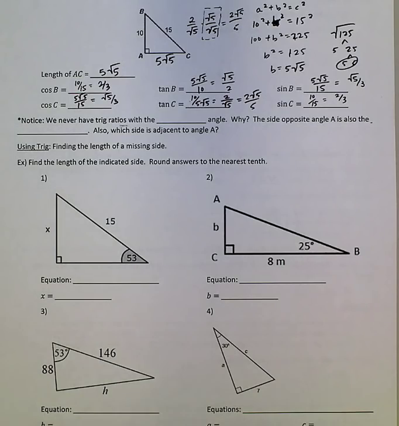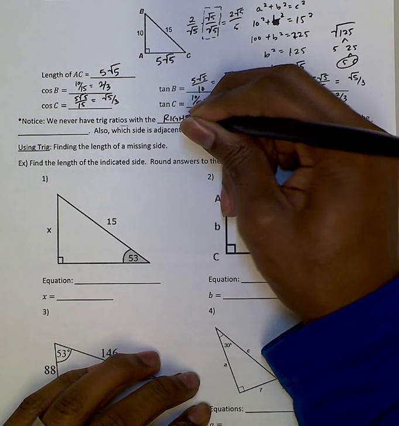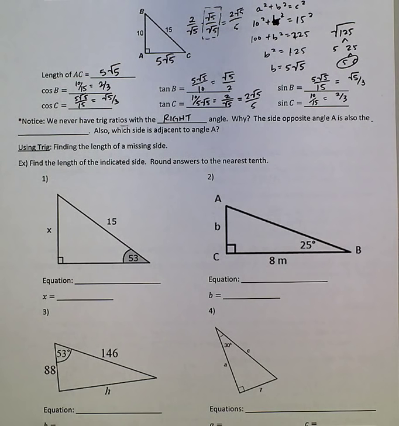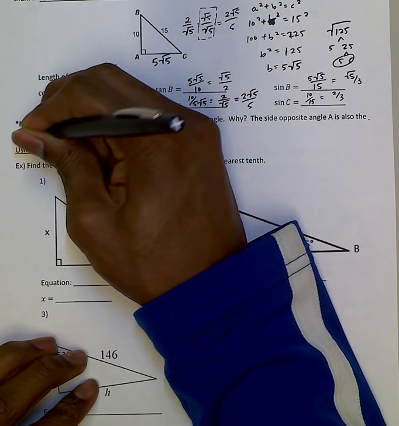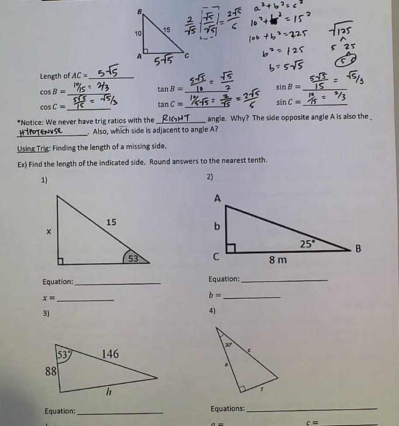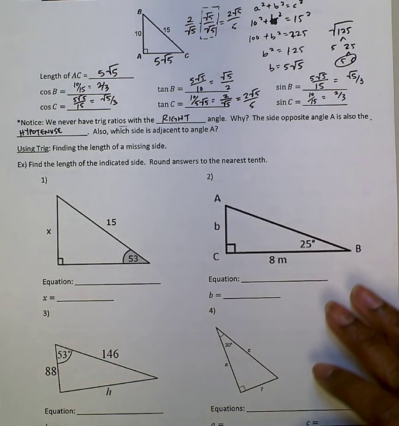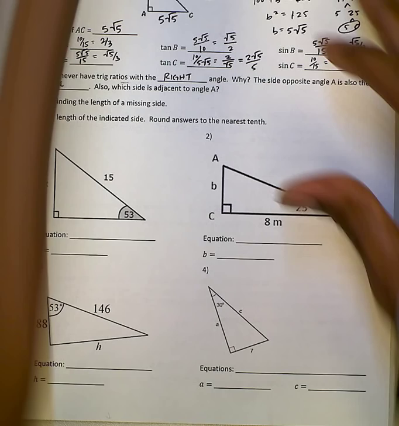Notice we never have trig ratios with the right angle. So in this case, angle A, we won't look at sine of A or cosine of A. The reason is that the opposite side of A is also the hypotenuse, so it really eliminates our ratios. We can't use those. These ratios are used to find missing sides and angles. Today we're going to talk about how we can use these ratios to find missing sides of right triangles.